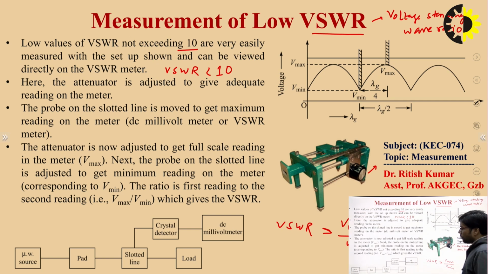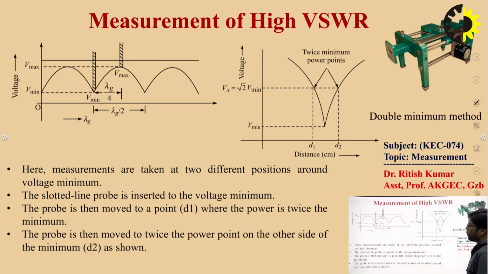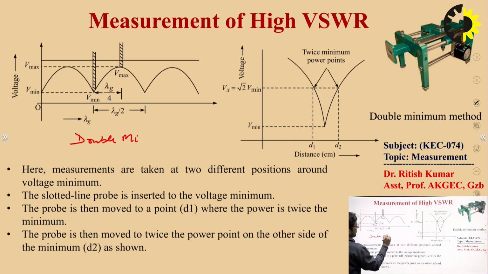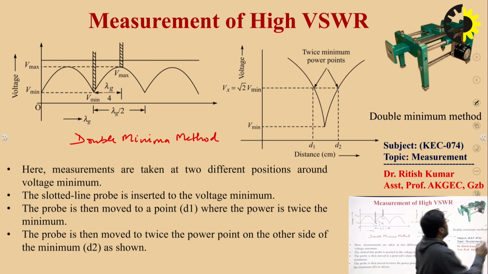Now, what will happen if you move towards the high VSWR, that is greater than 10? Then you have to follow the double minima method. This method is known as the double minima method. Here again, with the help of the slotted waveguide section, you need to find some points.